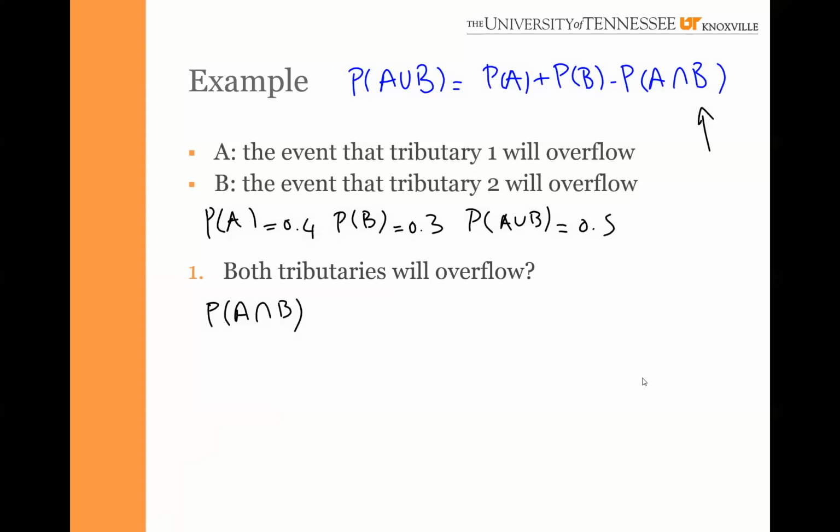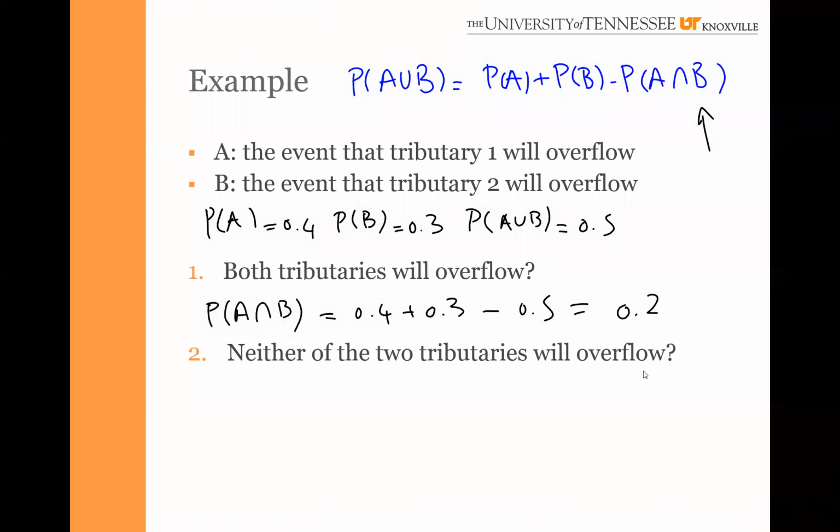We need 4 values in this equation, right? We have 3 of them. What's the fourth one? 0.4 plus 0.3 minus 0.5, exactly 0.2. Okay.